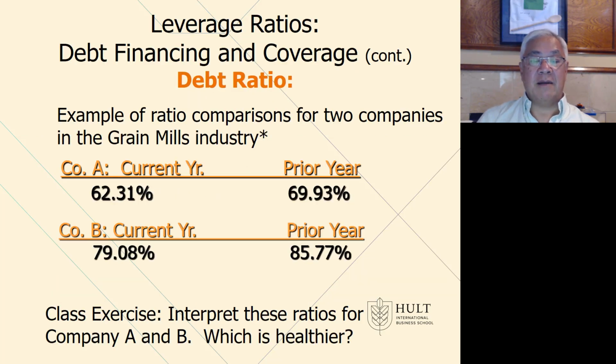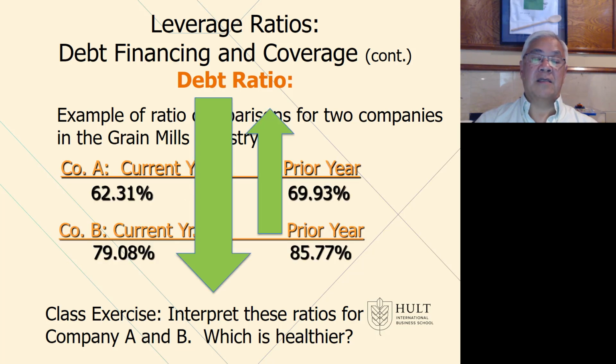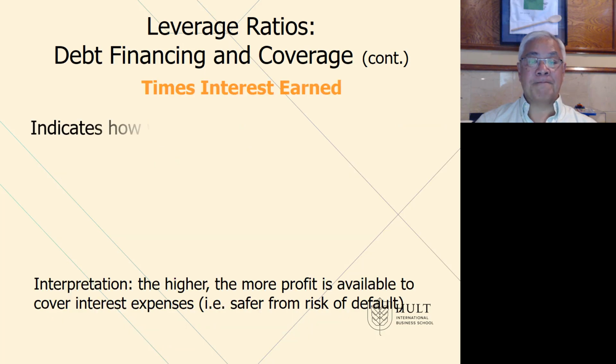So examples again, A versus B. A went from 69.9 to 62, so that's lowering their debt. And B went from 85 to 79, also lowering their debt. But A is lower leverage than B, so it has less risk. So better or worse, again, it depends on the industry, but it's clear that A has less debt and therefore has less risk. That is true. So we optimize this based on the industry and what's safe for the company.